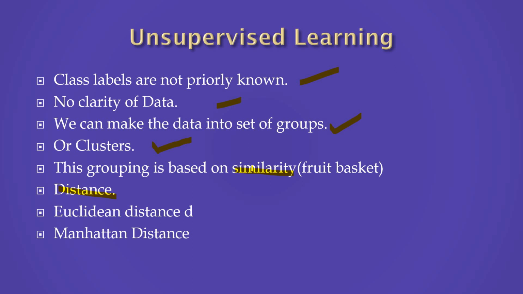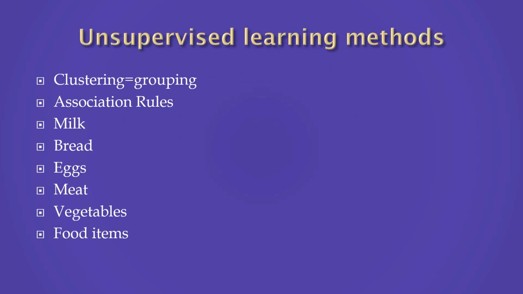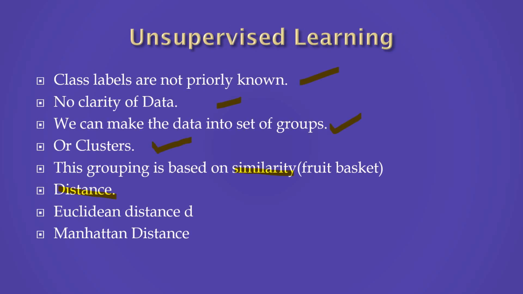Okay, so unsupervised learning is one concept. It is also called grouping as well as clustering, and this grouping or clustering can be made on two different kinds of criteria. One is similarity, another one is distance. In similarity, the color, size, shape, species, etc. can be taken into consideration, whereas in distance, Euclidean distance and Manhattan distance can be taken into consideration.